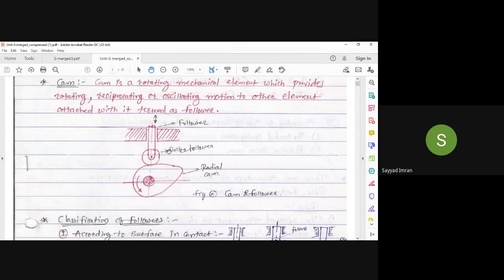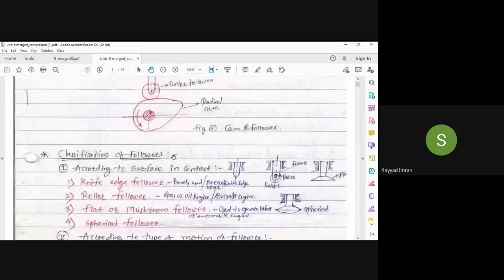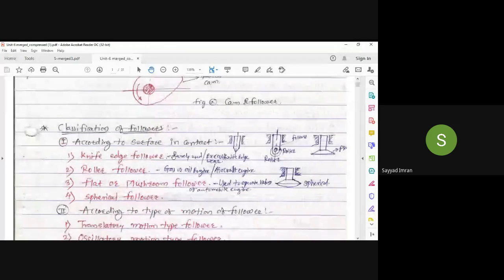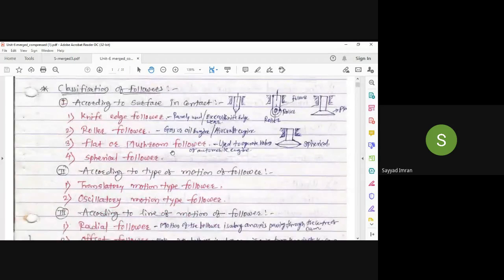This cam and follower is also used in bottle filling plants. Now, classification of followers. Classification of followers is based on the surface in contact. Another criterion is the type of motion of the follower, and the next one is the line of motion of the follower. So first we will see according to surface in contact.